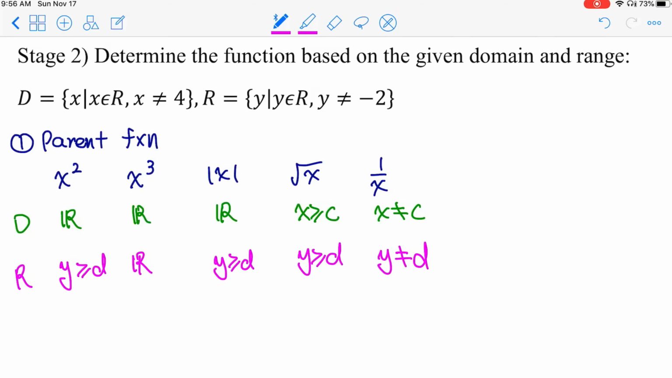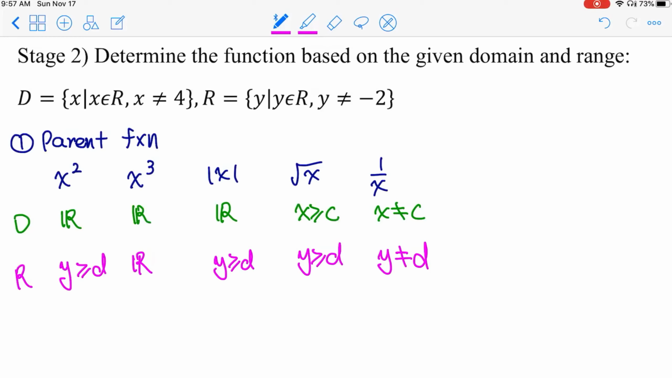this helps you. So for the domain, before any transformations, x squared, x cubed, and the absolute value of x have the same domain. x is an element of real numbers. For the square root of x, the radical function, x is always greater than or equal to c value. In this case, c is 0. And for the rational function like 1 over x, x cannot be equal to c.